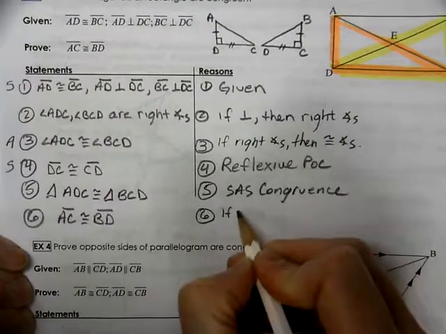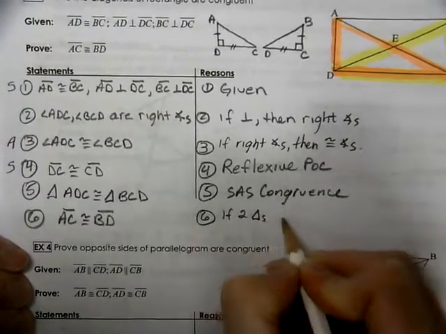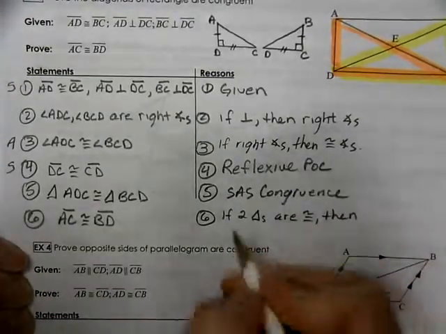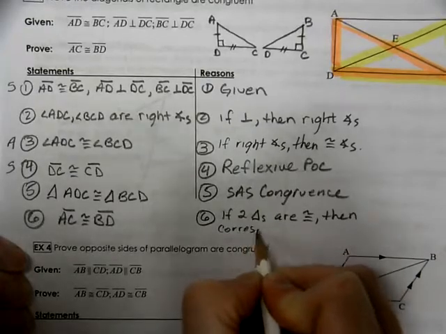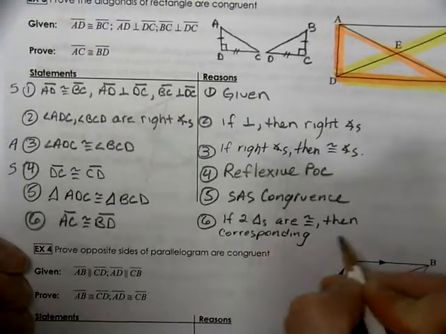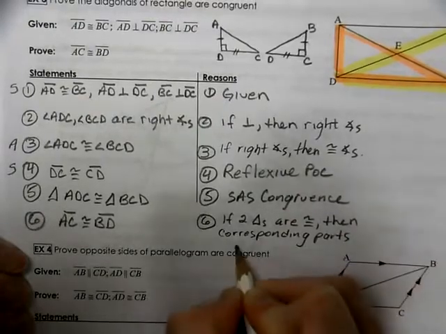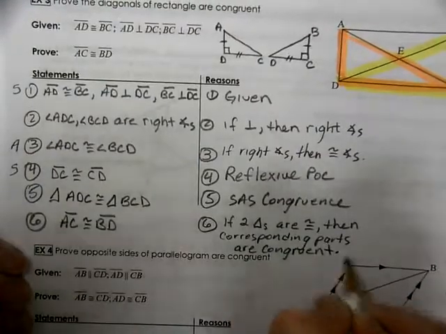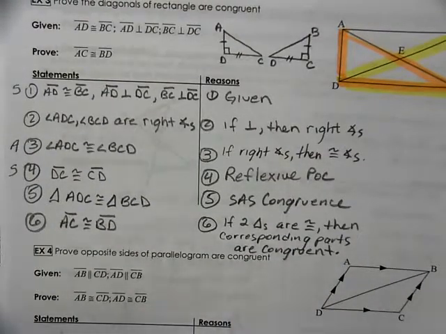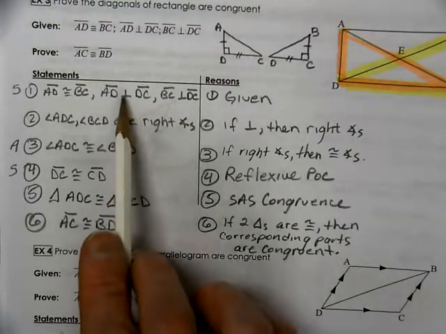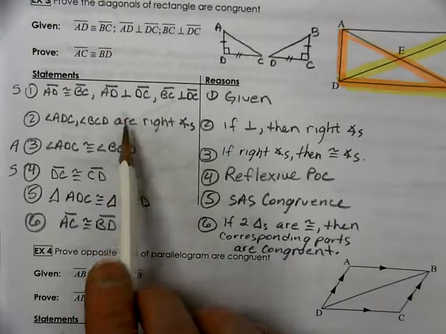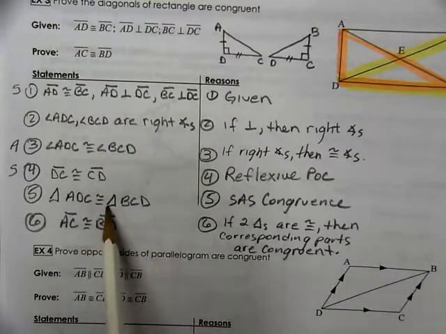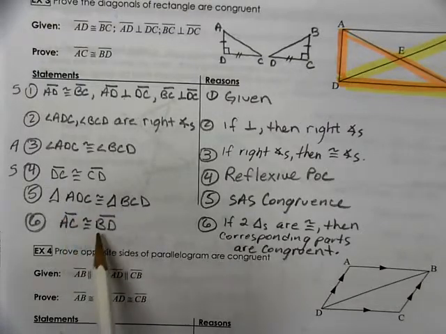If two triangles are congruent, then corresponding parts are congruent. So we first talked about the perpendicular, which made right angles, and right angles are congruent. We had the reflexive, so now we're ready to talk about the congruent triangles, and then the corresponding parts are congruent.